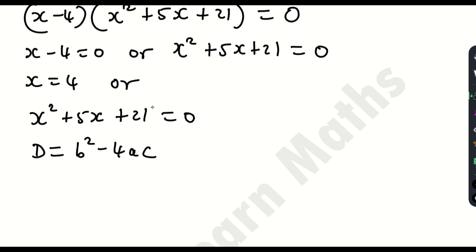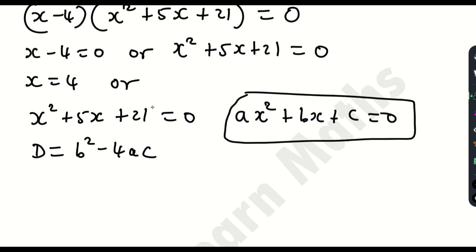Okay, so let's quickly do a test. B squared, if you compare this quadratic equation with the general form, which is ax squared plus bx plus c is equal to 0. We are comparing. You realize that a is equal to the coefficient of x squared, which is 1. B is the coefficient of x, which is 5.